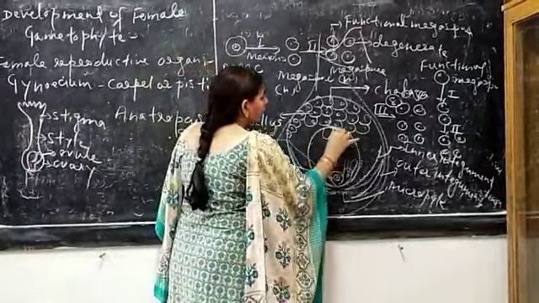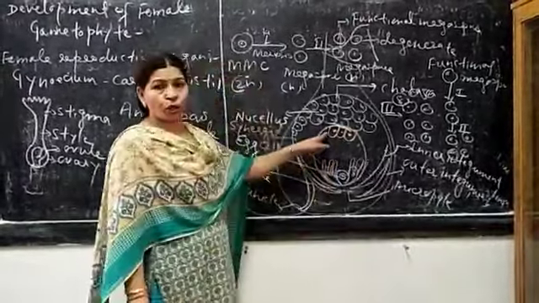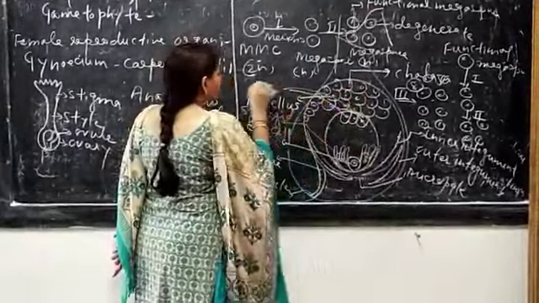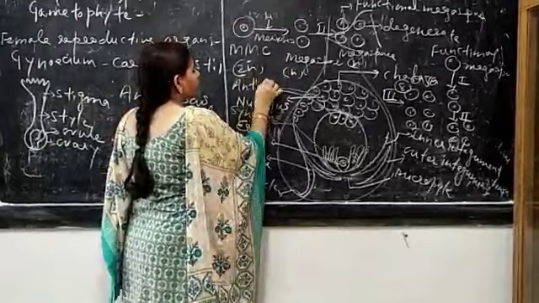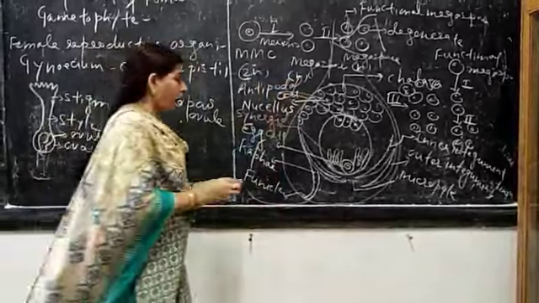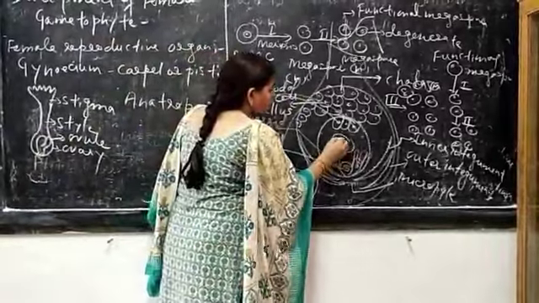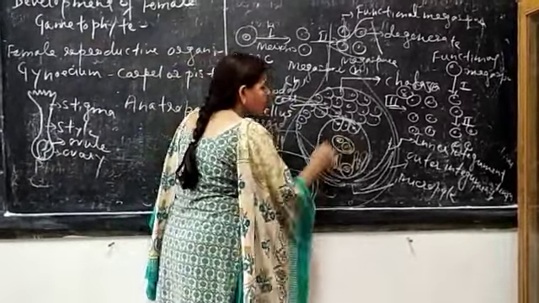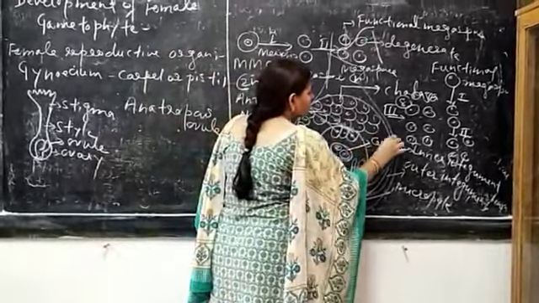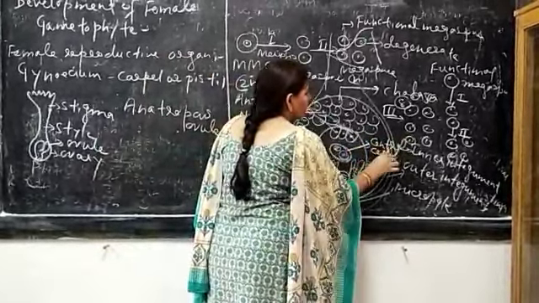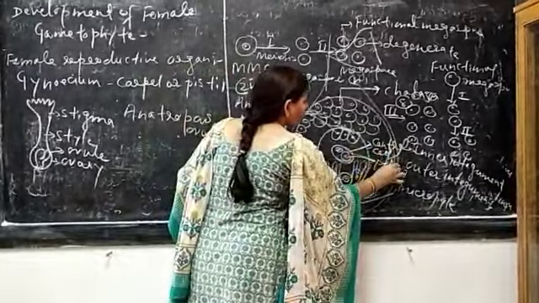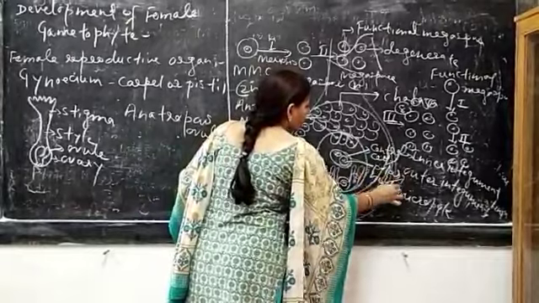And 3 nuclei are situated at the chalazal region, and they act as antipodal cells. And the remaining 2 nuclei assemble in the form of one cell. This cell is called the central cell. And these 2 nuclei act as polar nuclei.